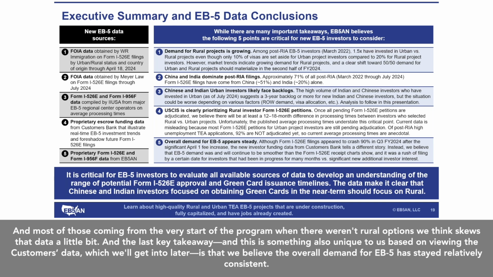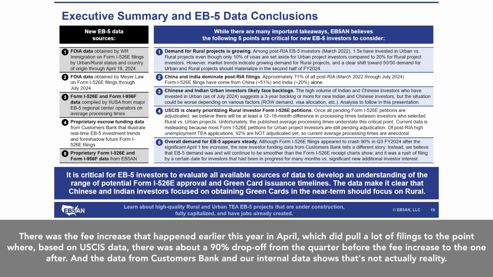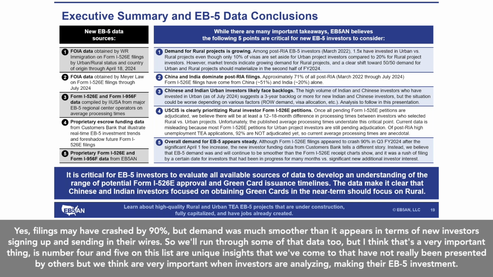And the last key takeaway, and this is something also unique to us based on viewing the customer's data, which we'll get into later, is that we believe the overall demand for EB5 has stayed relatively consistent. There was the fee increase that happened earlier this year in April, which did pull a lot of filings forward to the point where, based on USCIS data, there was about a 90% drop off from the quarter before the fee increase to the one after. And the data from Customers Bank and our internal data shows that's not actually reality. Yes, filings may have crashed by 90%, but demand was much smoother than it appears in terms of new investors signing up and sending in their wires.